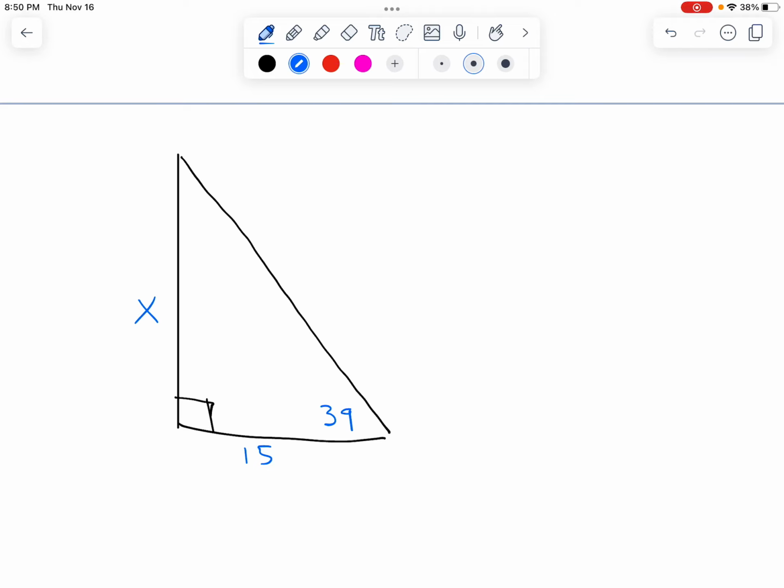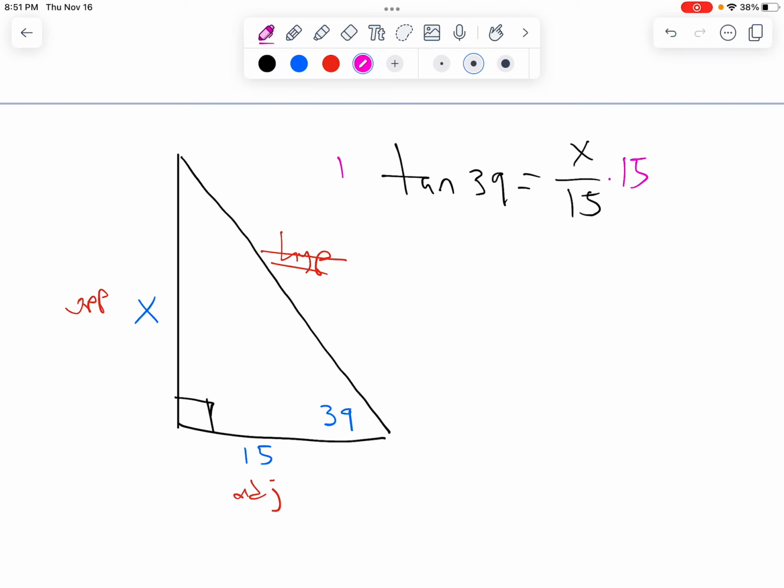So what are we going to do? Again, label our sides. This is hypotenuse. This is opposite. This is adjacent. We don't care about the hypotenuse, so you choose the ratio that deals with opposite and adjacent, and that is the tangent ratio. So we're going to say tangent of 39 degrees is equal to opposite, which is x, over adjacent, 15. With a little bit of algebra, multiply by 15, multiply by 15, and you get your answer. x is 15 tan 39.